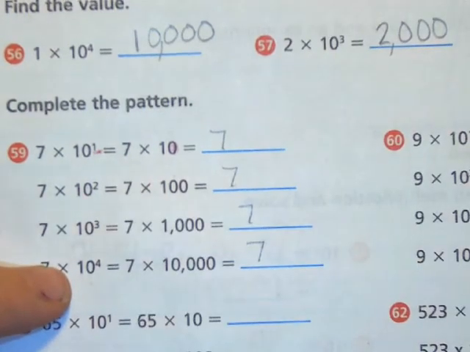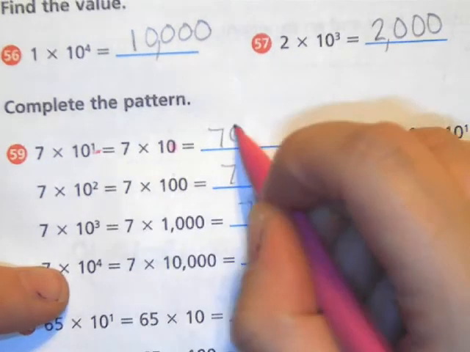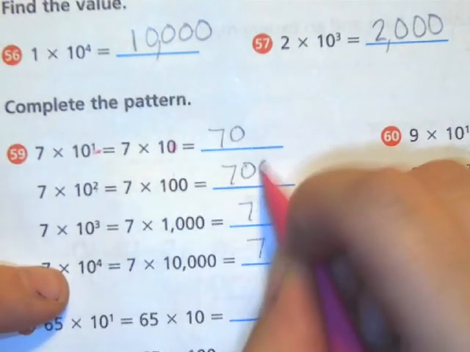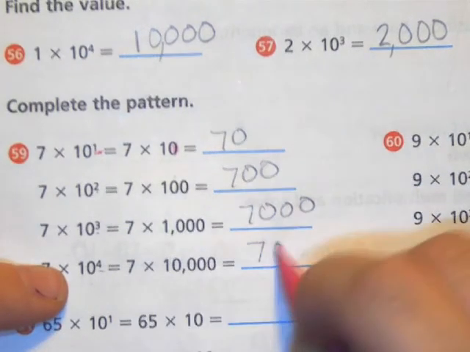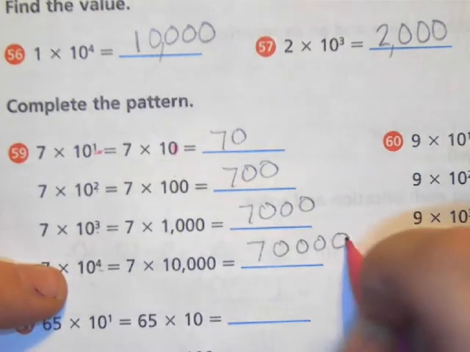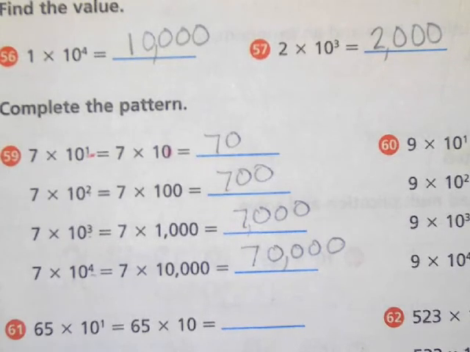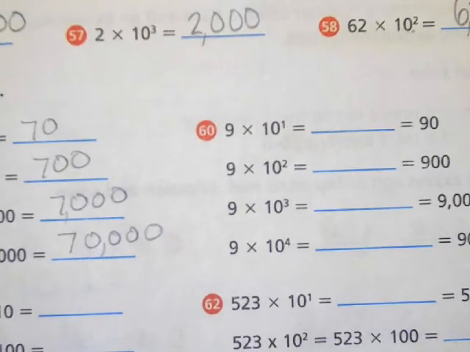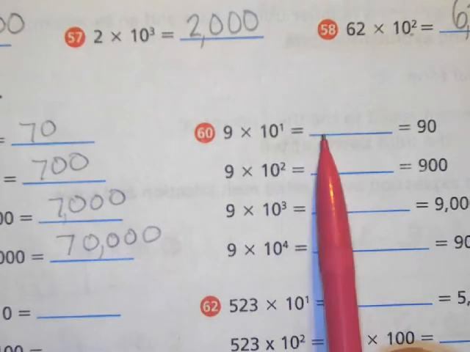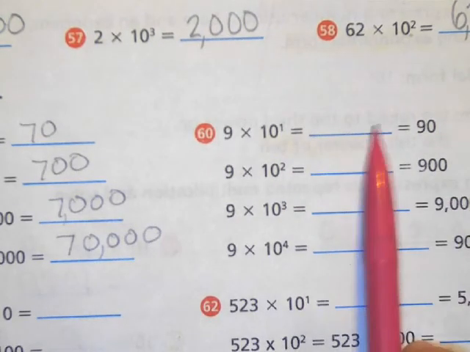So you can look right here and color them in. So you can see it needs to have 1 zero, or you can just look at the exponent. They both give it away. I'm just going to look at the exponent. It needs to have 1 zero with it. It needs to have 2 zeros with it. This one needs to have 3 zeros. And this one needs to have 4. Make sure you put commas in the right places. All right, do number 60.